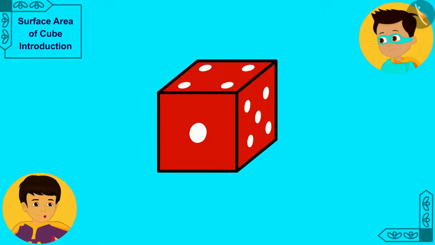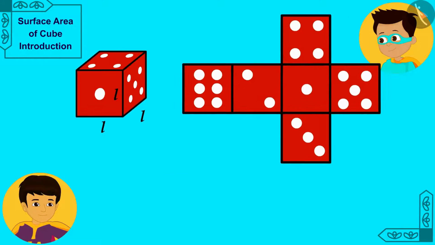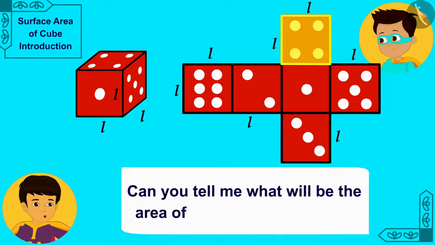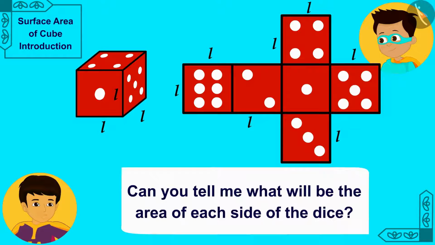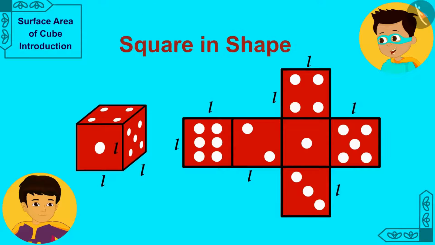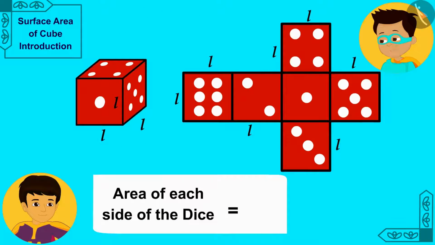Suppose the length of each side of this dice is L. If we open this cube-shaped dice and flatten it, the shape of a net will be formed and it will look something like this. Can you tell me what will be the area of each side of the dice? Each side of a cube-shaped dice is square in shape. Therefore, its area will be L times L or L squared.